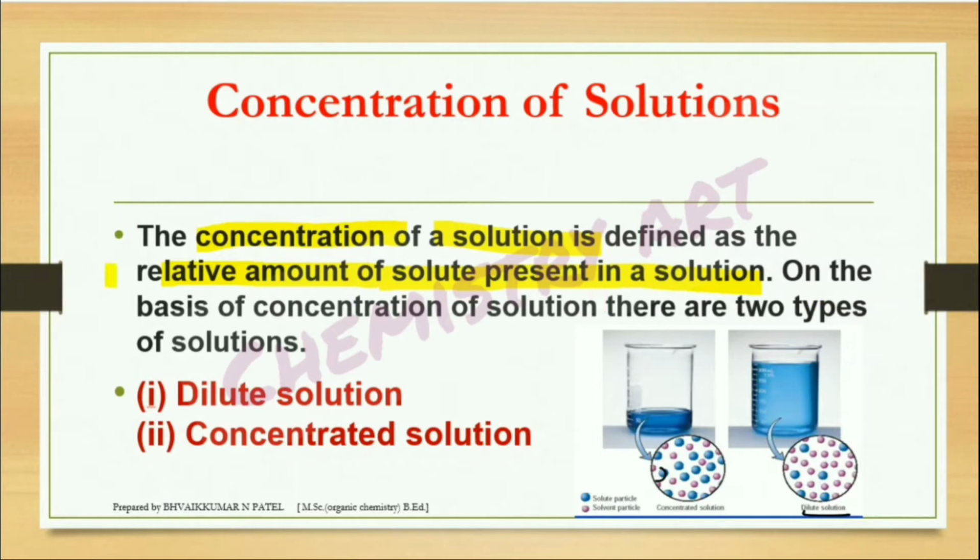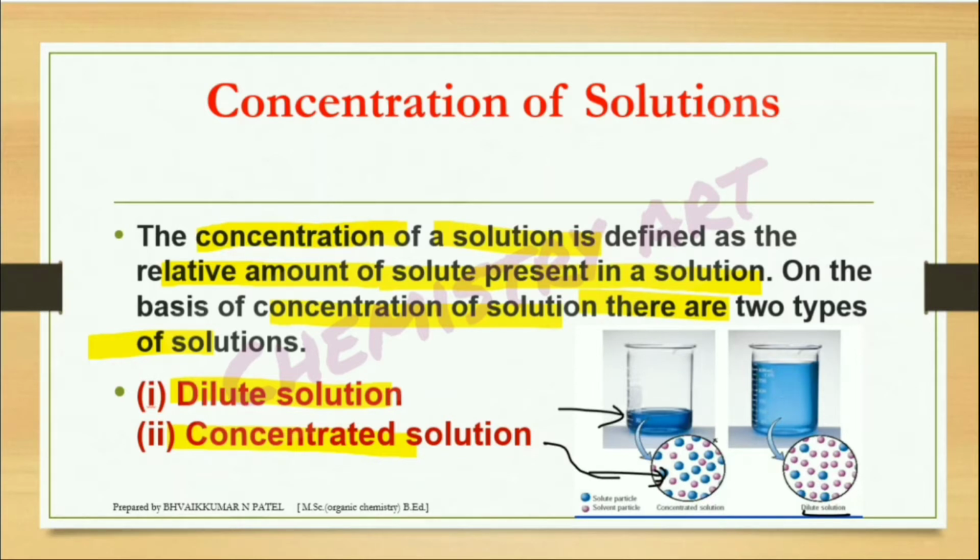So basically, on the basis of concentration, there are two types of solution: the diluted solution and the concentrated solution. Here you can see the blue molecules are, for example, the solute. More solute is present and the amount of solution is less. It means that it is a concentrated solution.